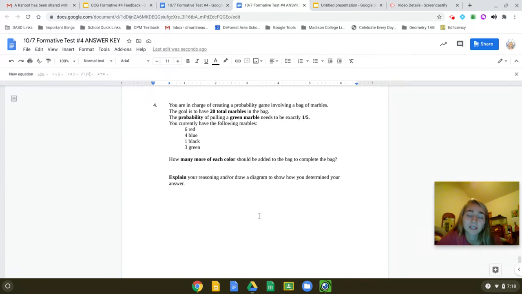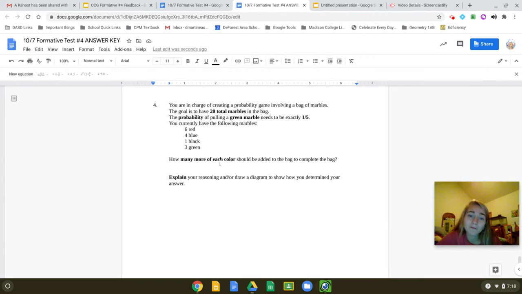Okay, and then last but not least, going into number 4, you're in charge of creating a probability game involving a bag of marbles. So the goal is to have 20 total marbles. So after all this, I want to have 20 total. Okay, the probability of pulling a green needs to be exactly 1/5. And you currently have the following marbles. So you have 6 red, 4 blue, 1 black, and 3 green.